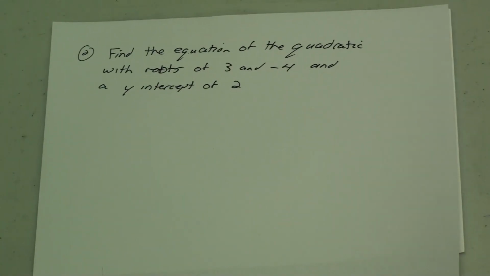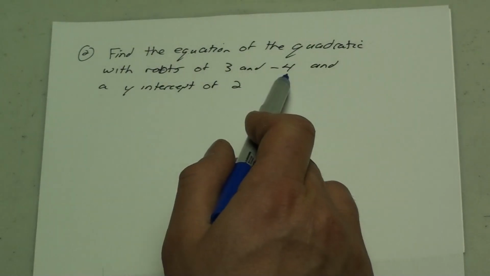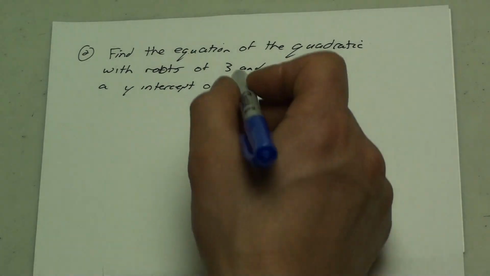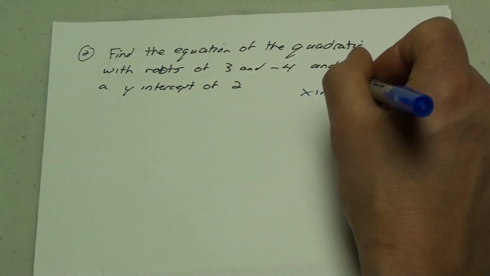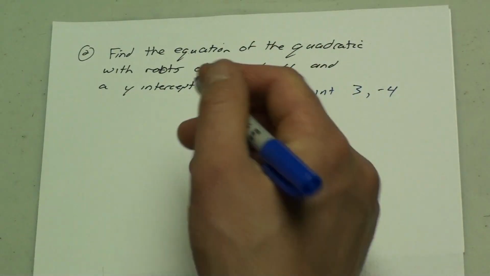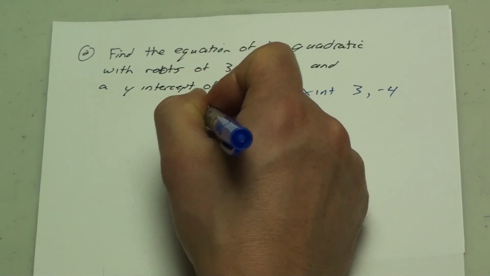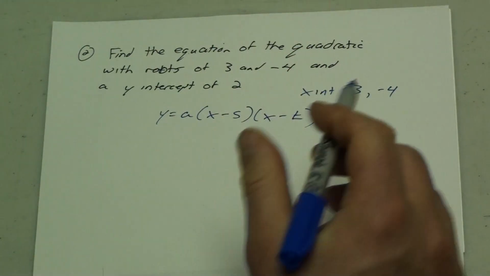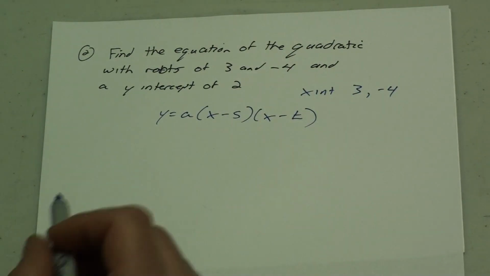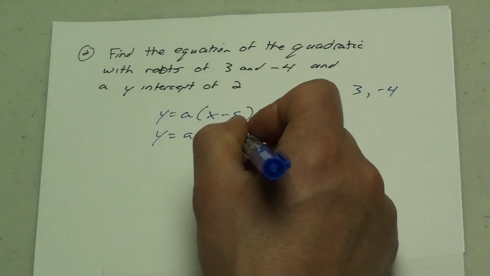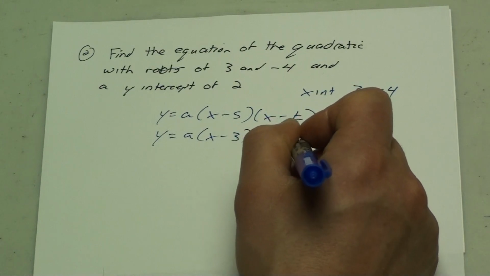Let's do another question. Find the equation of the quadratic with the roots of 3 and -4 and a y-intercept of 2. Now roots is just another word for x-intercepts. So my x-intercepts are 3 and -4. Now again, because I'm given the x-intercepts, I'm best to use the factored form. What would these x-intercepts look like in factored form? It would have been y equals a, x, and then the opposites, x minus 3 and x plus 4.